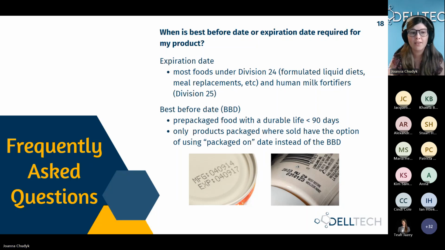So you want to make sure that by the end of the shelf life, your product is still meeting those label claims. The best before date, on the other hand, is more of a quality date. So when is the freshness and taste the best for your product? And this is only required for foods with a shelf life of less than 90 days. And although it's not required for any other products to have it, we do recommend that clients include that date on the label anyway, just because it's something consumers like to see. Whenever you're purchasing a product, you like to know how long it's going to last in your cupboard.